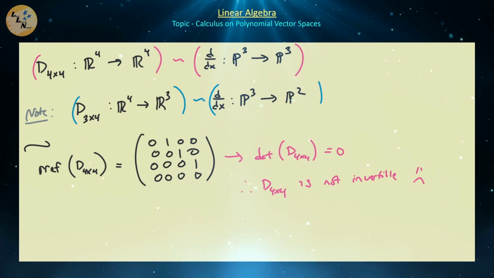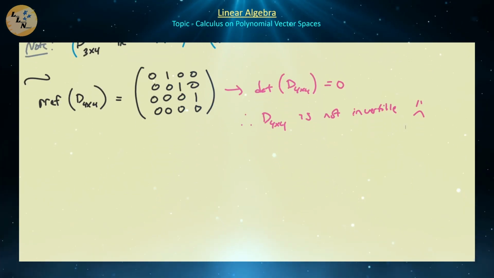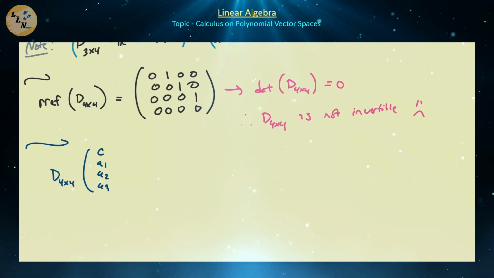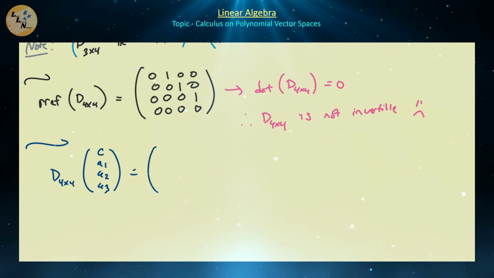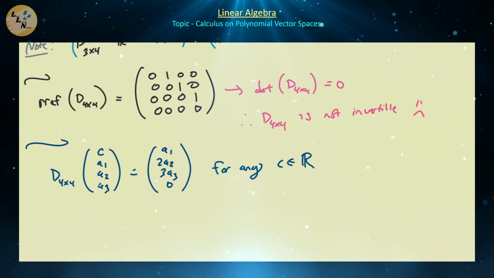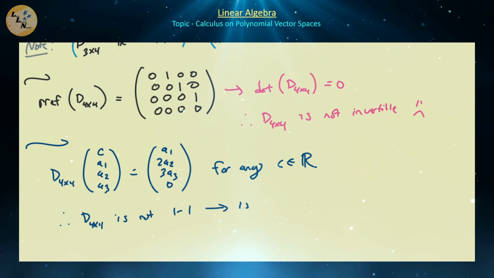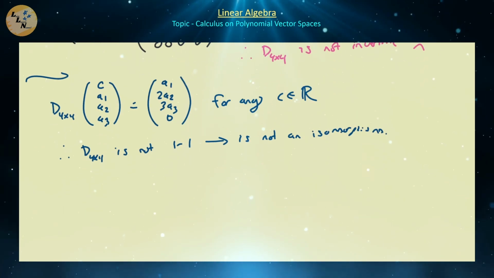And people, of course, would be a little bit sad about that. In particular, why is this the case? Well, if we take this 4x4 numerical matrix and we multiply by the vector c, a1, a2, and a3, then we're always going to get the vector a1, 2a2, 3a3, and 0. And this is going to be true for any c in the set of real numbers. So we can clearly see that this D 4x4 is not one-to-one, and hence is not an isomorphism, i.e. an invertible homomorphism, right?